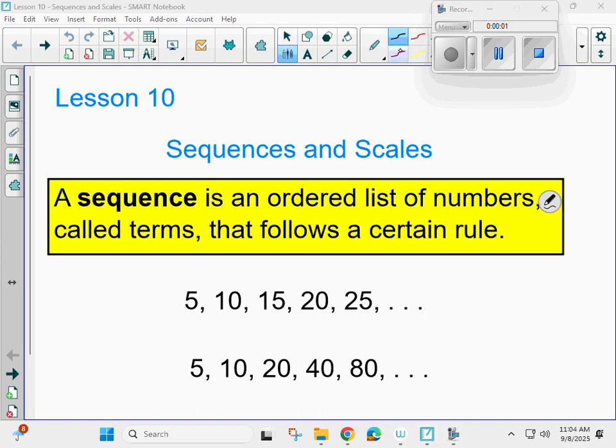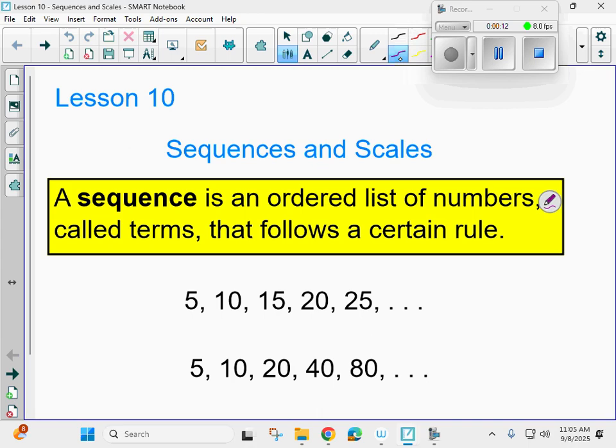A sequence is an ordered list of numbers called terms that follow a certain rule. So you're either going to have an adding rule, a subtracting rule, a multiplying or dividing rule, or sometimes squares of numbers. You're looking for any kind of pattern that makes sense.